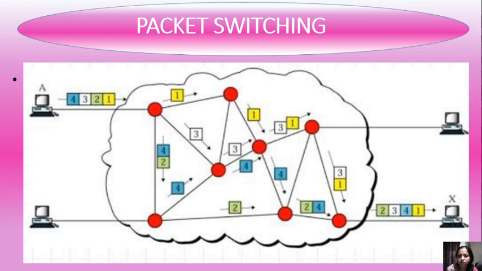What is this? This is a message in the form of packets. 1 is yellow, 2 is light green, 3 is white, and 4 is blue. So these are 4 parts of a message, and from A to X this message is transferred in the form of packets. One is transferred through a path, the second through another path, the third through another path, and 4 through some other path.